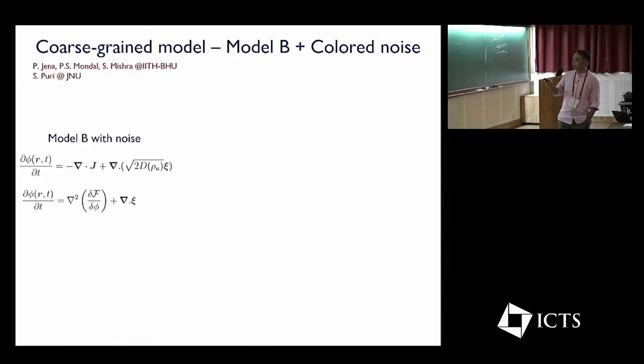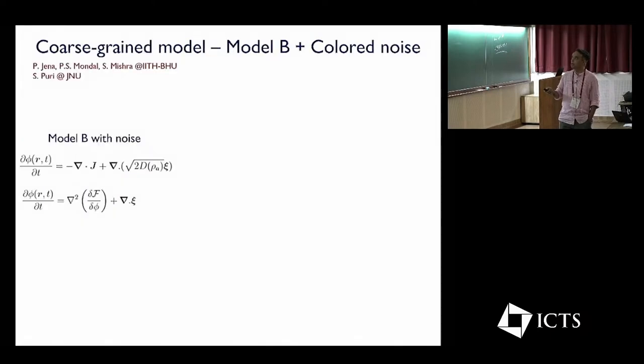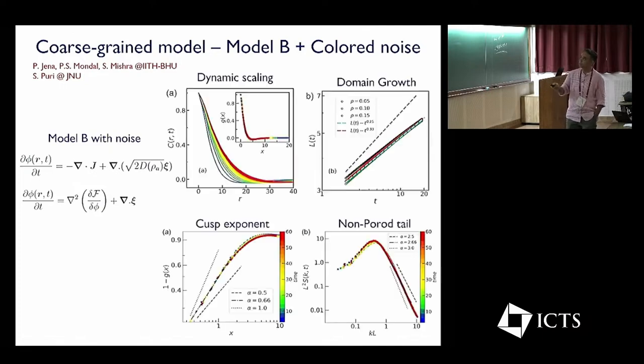So let me come to the coarse-grained model. We can understand all these non-trivial exponents that we have seen in experiments using a coarse-grained model. This is model B plus colored noise. This is something that was proposed by this set of people. Once again, let me go quickly.